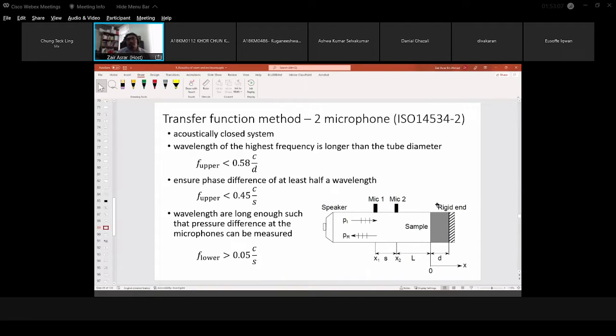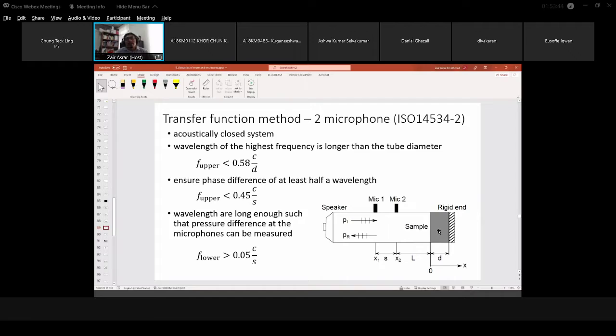Normally, nowadays we don't use the standing wave approach. We use the transfer function approach because it is much simpler in terms of construction of the tube itself. In this case, we just have one speaker, and instead of having one microphone, we have two microphones. So we have incident sound and reflected sound towards our sample at one end of this tube. Okay, so in this case, the amount of reflected sound wave will depend on the absorption of the sample.